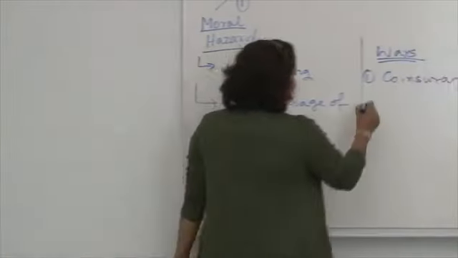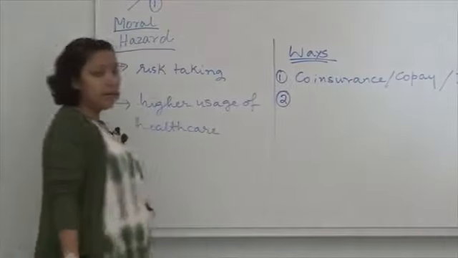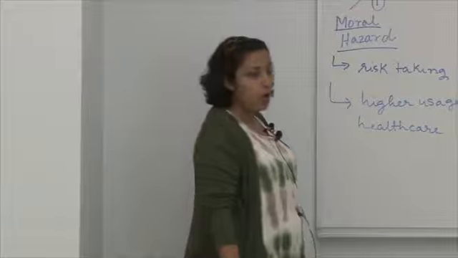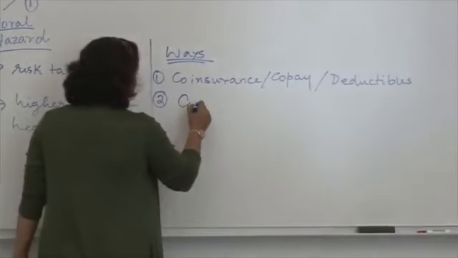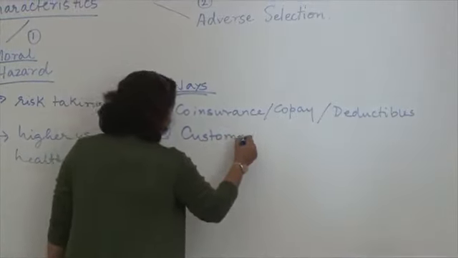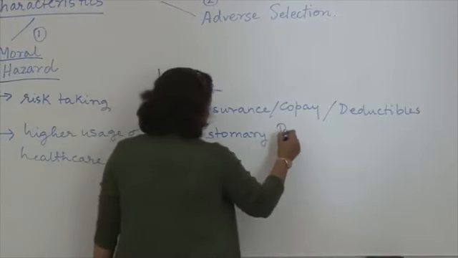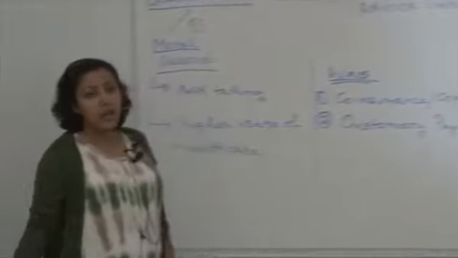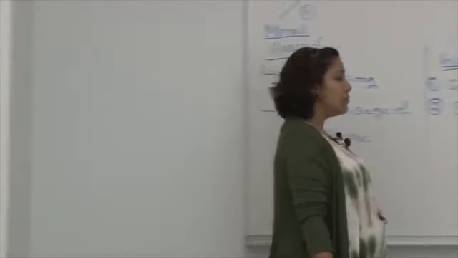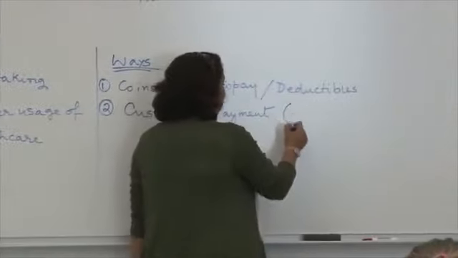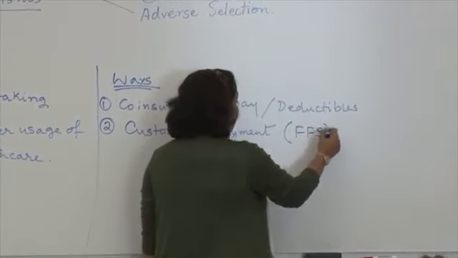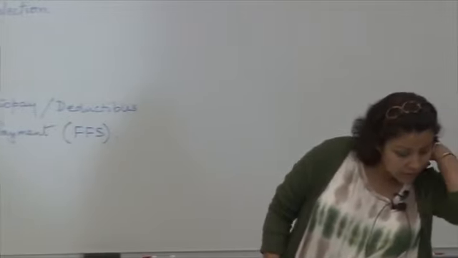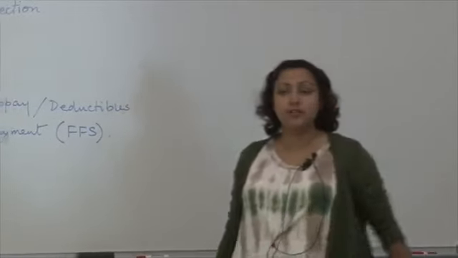Secondly, the second provision that could be there, which can solve a little bit, not really solve, but address the problem of moral hazard, is customary payment. And this is something that you see in a special kind of insurance arrangement which is called fee for service, FFS, fee for service. It is a customary arrangement in fee for service plans.